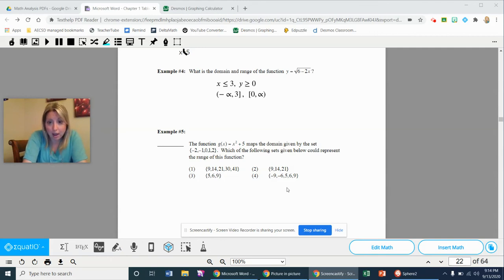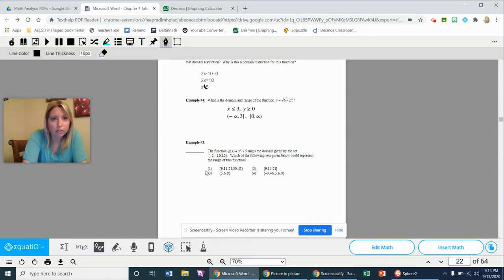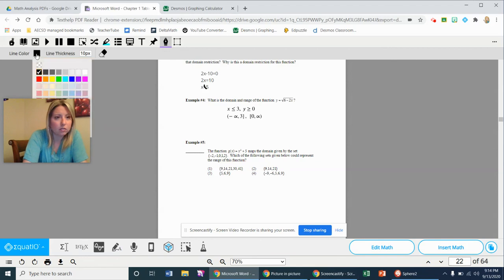So right off the bat, I can eliminate nothing. Okay, let's keep going. Negative 1 squared is 1. 1 plus 5 is 6. So 6 needs to be in my range. So look around. All right, I can eliminate choice 1.